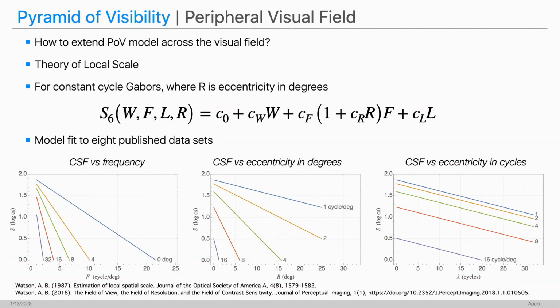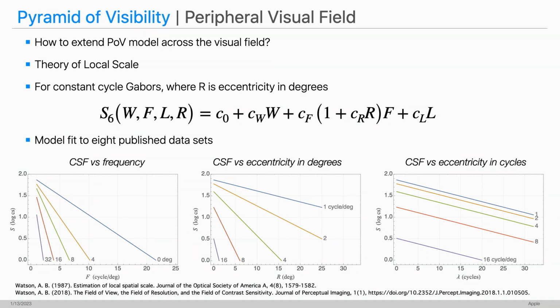We call this a theory of local scale. It says that the processing is identical everywhere in the visual field except for a change of spatial scale. And this introduces one new parameter, that's C sub r, which describes the rate at which that scale changes with eccentricity.